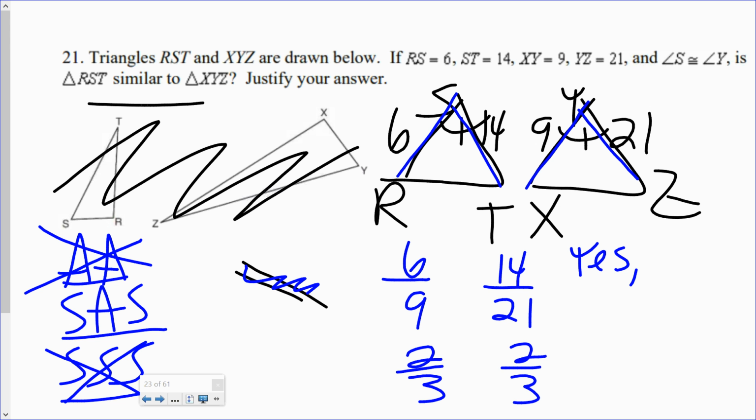They're similar. The short answer is because SAS. If you wrote because two pairs of corresponding sides are in proportion and the angles between them are congruent, that's awesome. That's not going to happen for most of you. If it does happen for you, good for you.